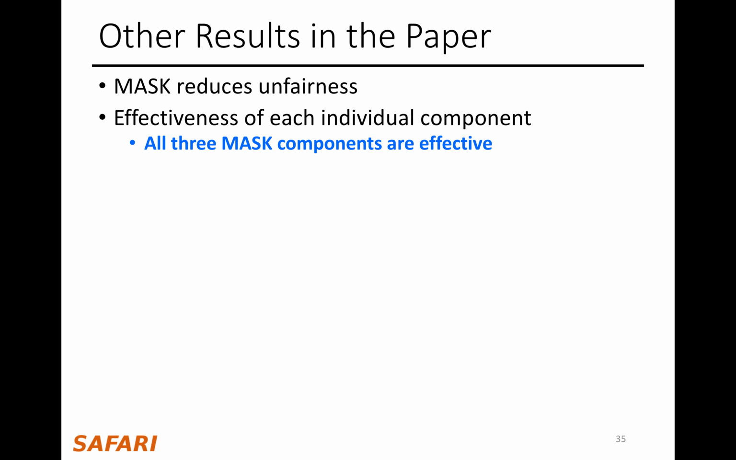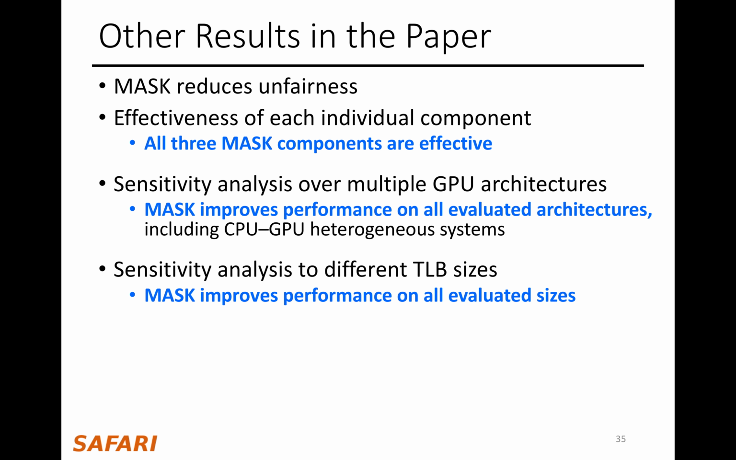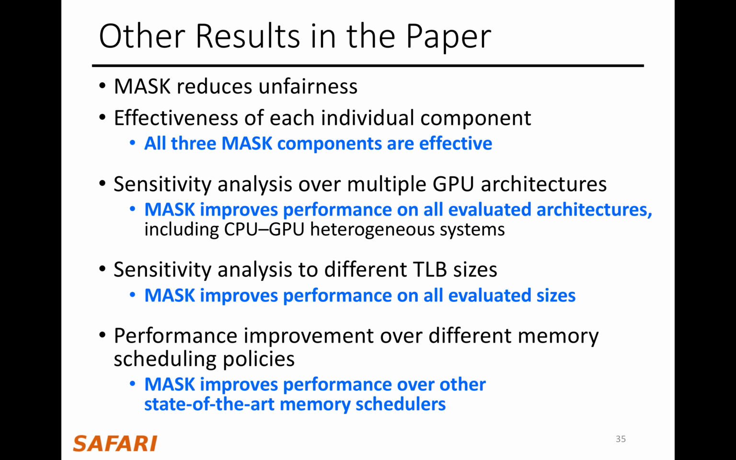In the paper, we also provide additional results, including showing that MASK reduces unfairness. We provide results on all three components of MASK and show that each individual component is effective. We provide sensitivity analysis over multiple GPU architectures, including CPU-GPU heterogeneous systems. We provide sensitivity analysis to different TLB sizes and show that MASK is able to improve performance at all evaluated sizes. We also show performance improvement over different memory scheduling policies and show that MASK improves performance over other state-of-the-art memory schedulers.